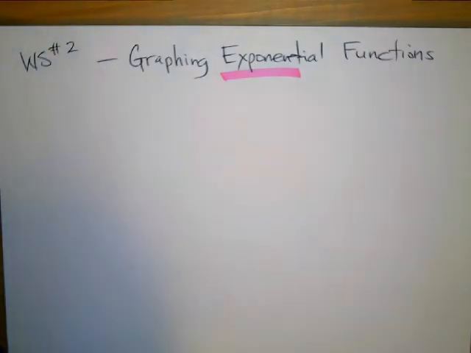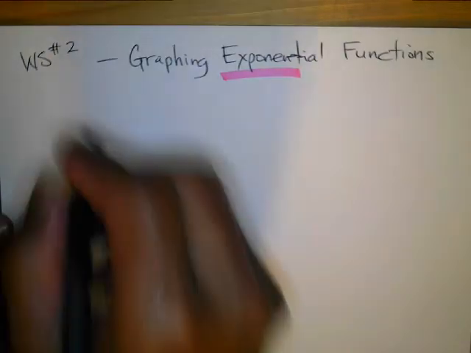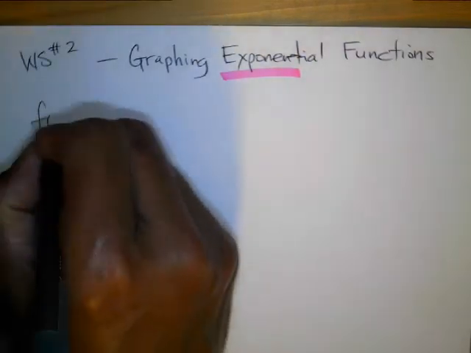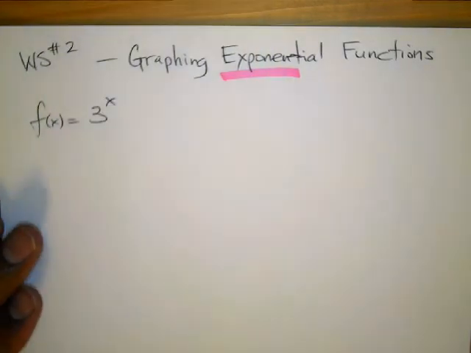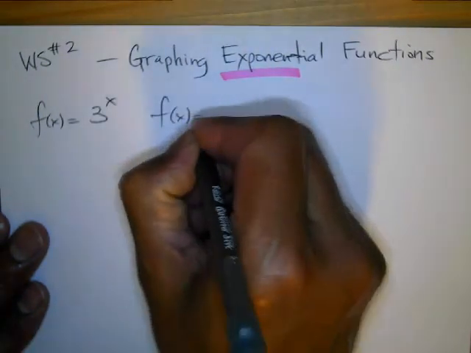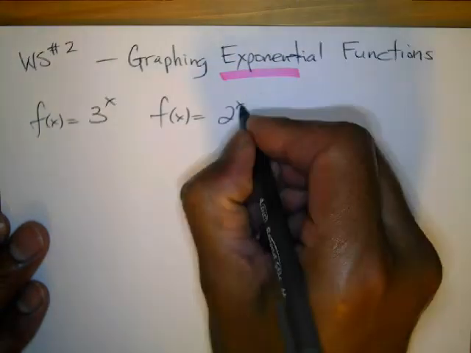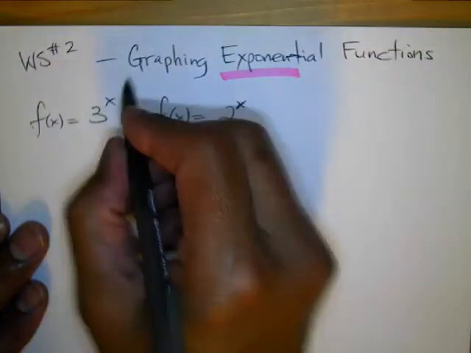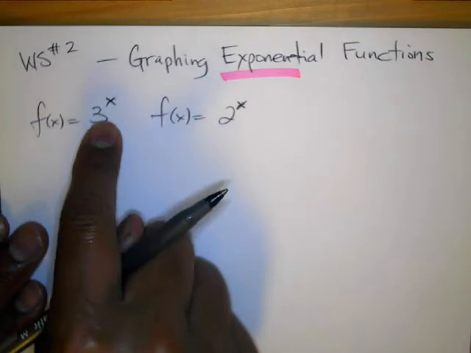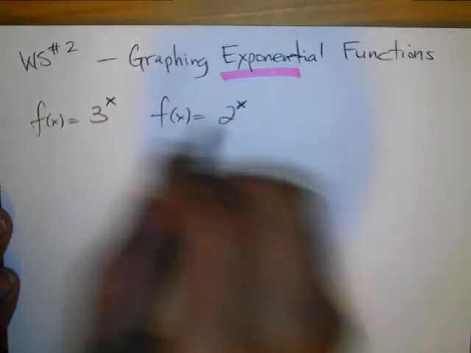So what did you gain from worksheet 1? From worksheet 1, first of all, remember, we want to have a function like this: f(x) = 3^x, or f(x) = 2^x. We want a base, and the exponent is over here, right? The exponent is actually where your variable is going to be.